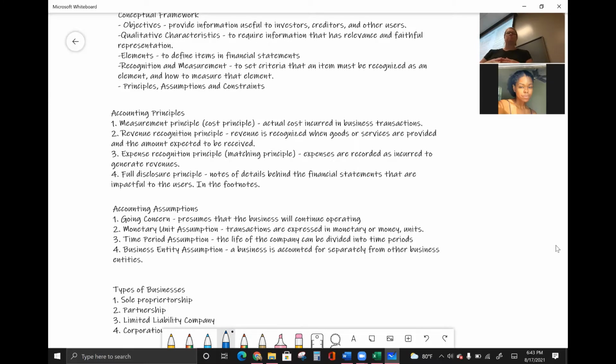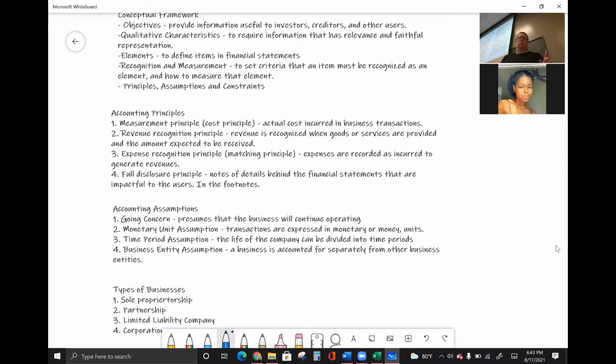So the expense principle, that matching principle just means that we want to try to match that as best as possible. When are we going to expense something? When I am expecting the benefits from it, right? The revenue from it or the benefits from whatever it is that I'm expensing.